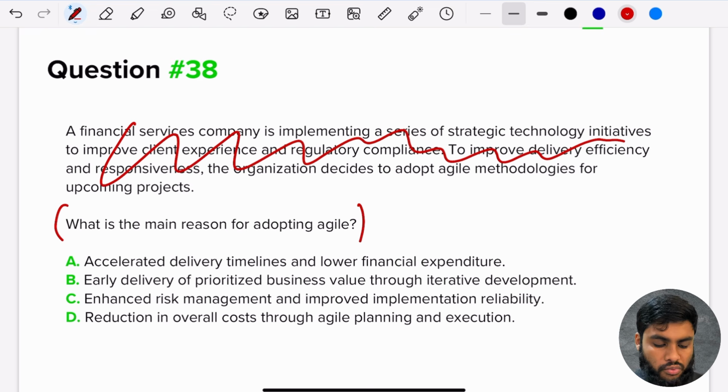So, early delivery of prioritized business value. Ooh, there we go. One of our principles over here. Value is one of our key words.